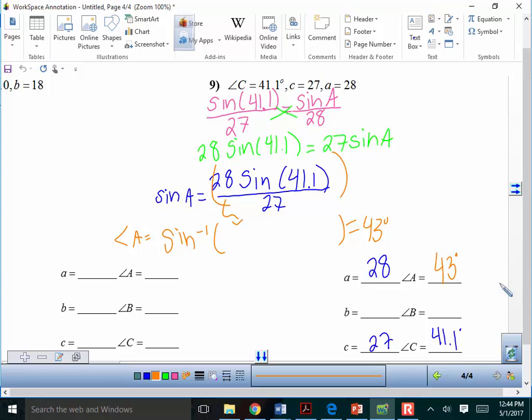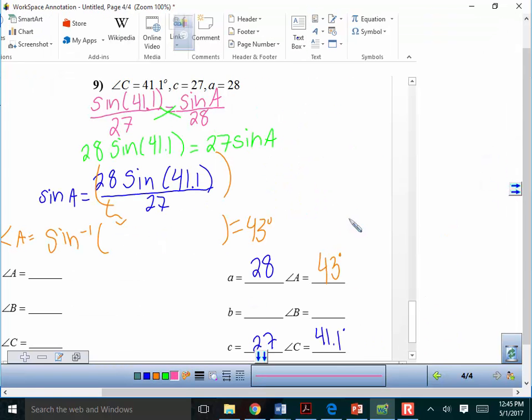43 degrees, okay? Now that we know two of our three angles, how can we find our third angle? We can subtract these two from 180 to find out what's left over, right? Those of you who weren't here yesterday, you really have to understand this for you to understand what we're doing today. So I really need you guys to work hard and pay attention and let me know if you have any questions. This is 180 minus our other two angles, 43 minus 41.1, and what does that give us for angle B?